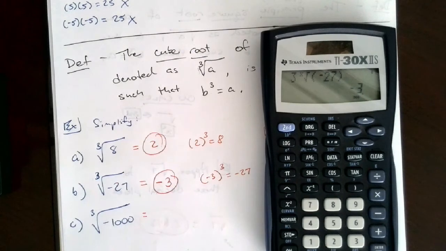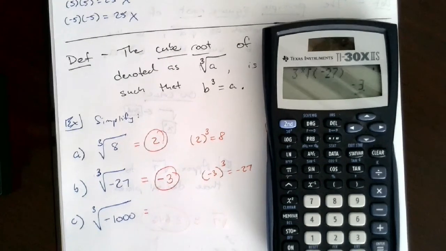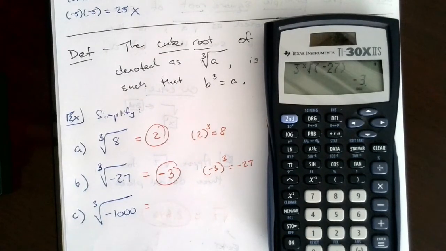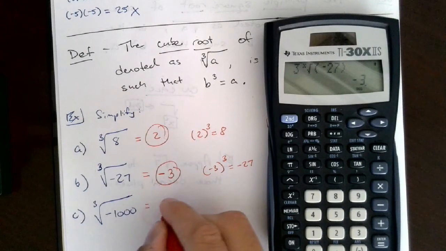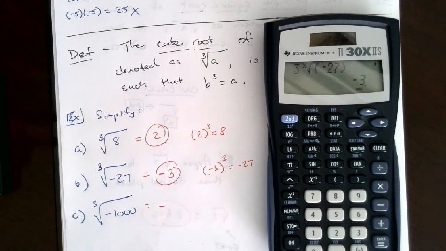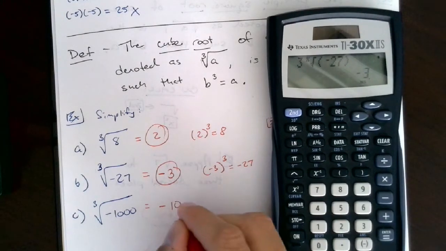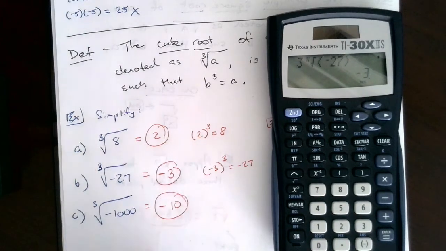So I want to pause it here just for a second. Alright, so the cube root of a negative number, since it's an odd index, it'll be negative. Alright, the cube root of 1000. Now you should know what that is, but if you're not sure, you can use your calculator, but it's going to be -10. And the reason is because -10 to the third power will give you 1000.